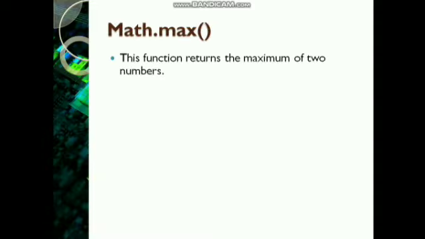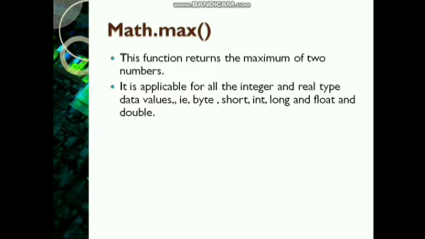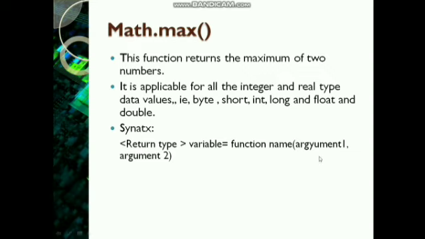Next function, that is math.max. This function returns the maximum of two numbers, as the name suggests, and it is applicable for all the integer as well as real type data values, that is byte, short, int, long, and float and double. This point is common for both min as well as max, and even the syntax is common for both max as well as min. Only the function name will differ.